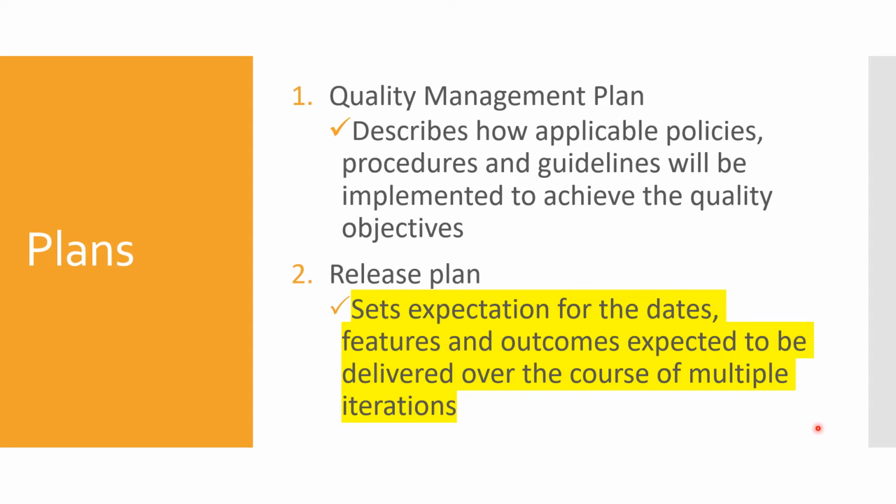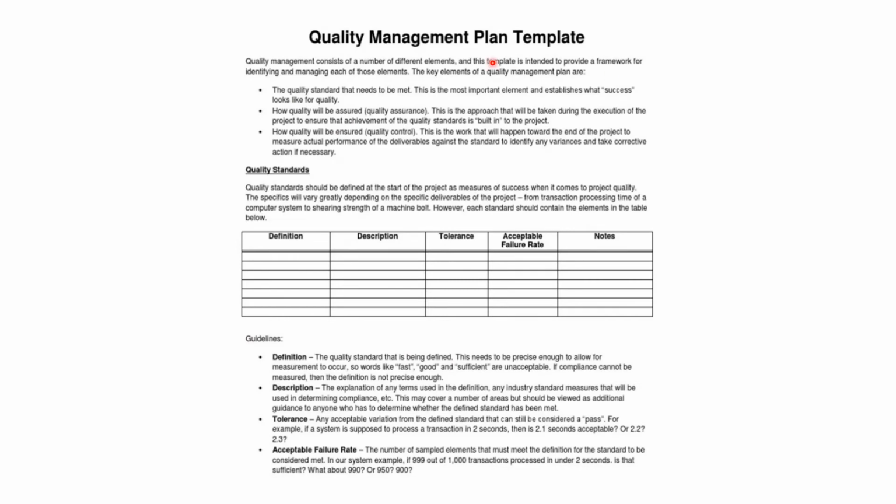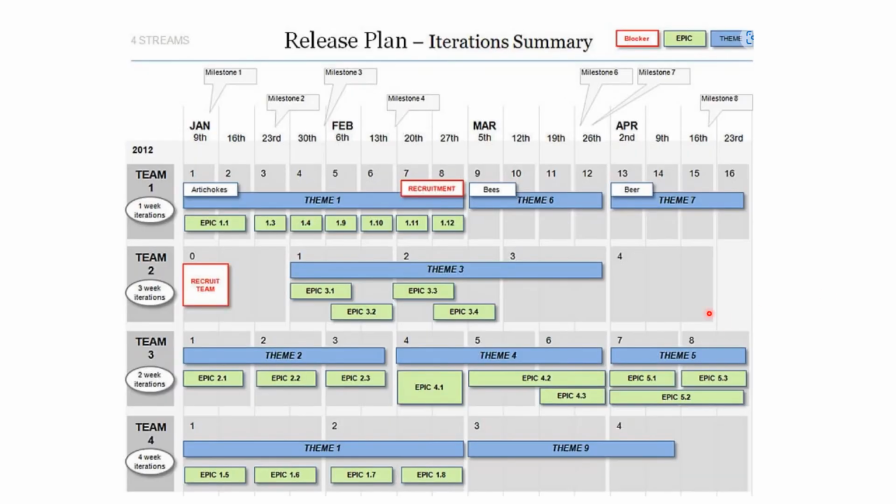It talks about how many sprints or iterations and what features will be implemented as part of the release. So this is an example of a quality management plan. It talks about the quality standards, definition, description, tolerances, acceptable failure rate and notes. This is one example of a quality management plan, and this is an example of a release plan, where it talks about every team and its iterations, and what epics are getting implemented. So this is how the release plan will look.